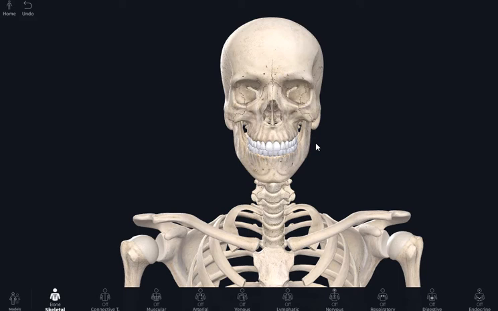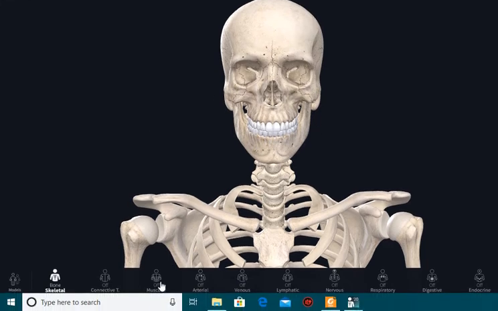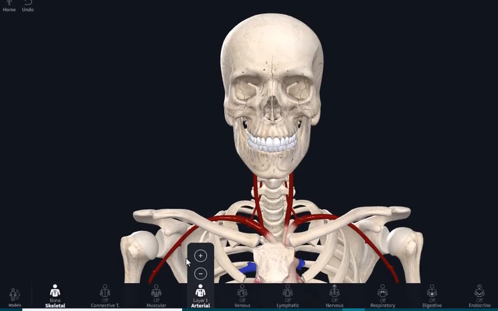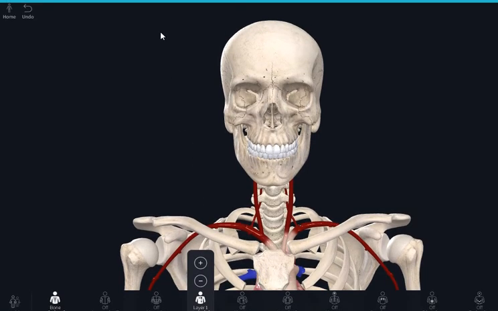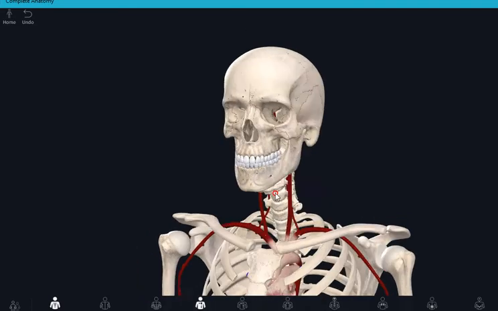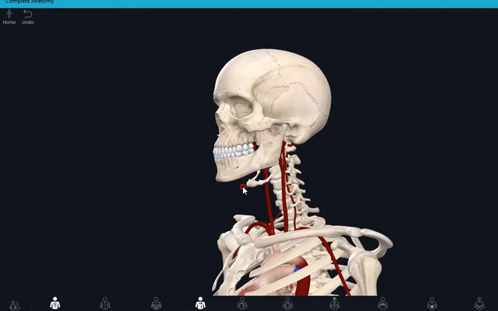In this tutorial, we are going to see the vasculature of the head. To visualize the vasculature of the head, we are going to add the arterial supply. The first point to note on the vasculature of the head is to come to this position. So, let's turn and see.